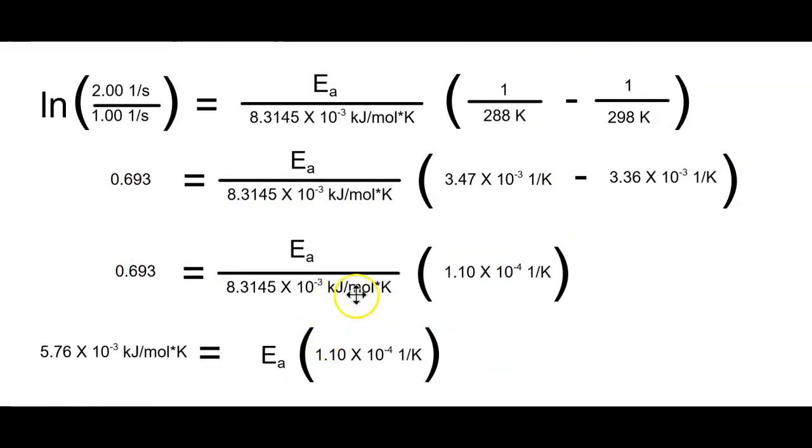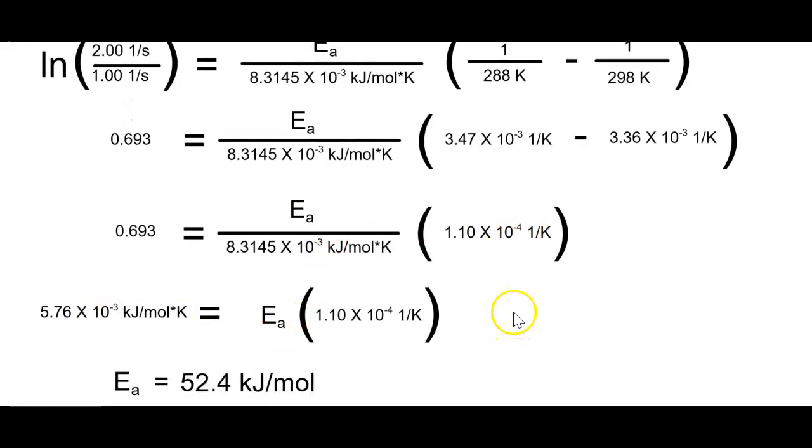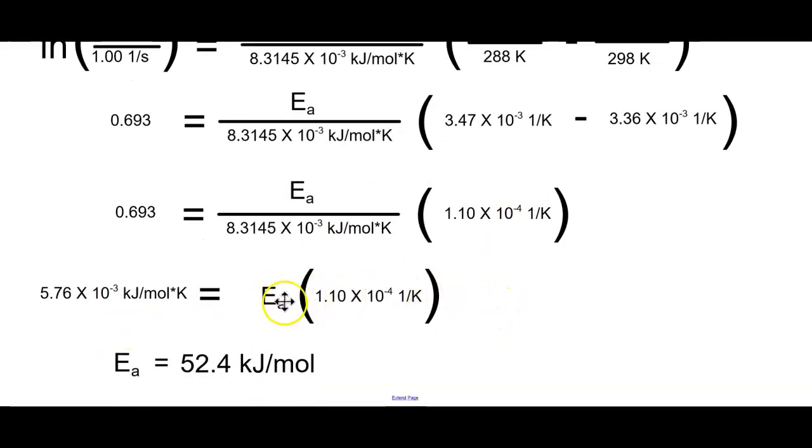Now to solve for this, to get E sub A by itself, I need to get rid of this. This is on the bottom, so I have to multiply both sides by this. When I multiply 0.693 and this by itself, I get this number on the left, and then what's left would be E sub A times 1.1 times 10 to the negative fourth. Now to get E sub A by itself, I divide both sides by 1.10 times 10 to the negative fourth inverse Kelvin. Kelvin cancels, and I have E sub A to be 52.4 kilojoules per mole.